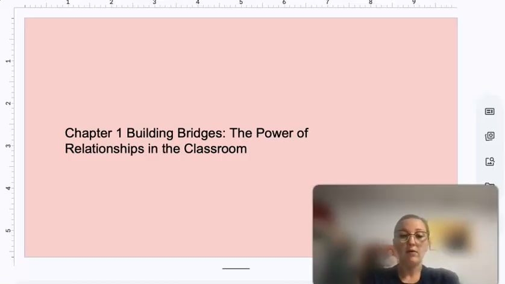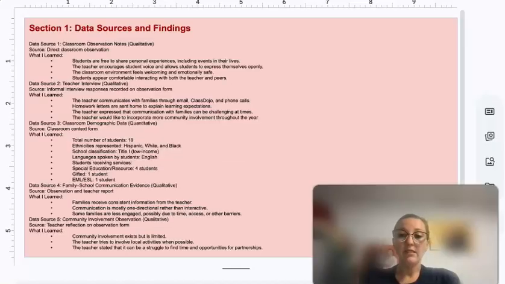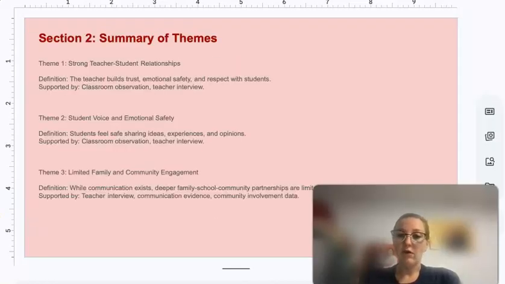However, I noticed that while communication with family existed, it was mostly one way. That showed me that building stronger, more collaborative relationships with families is an area of growth. Overall, this chapter helped me understand that relationships are the foundation of learning, and without them, students are less likely to feel motivated and connected. So here are my slides that go with my overview.